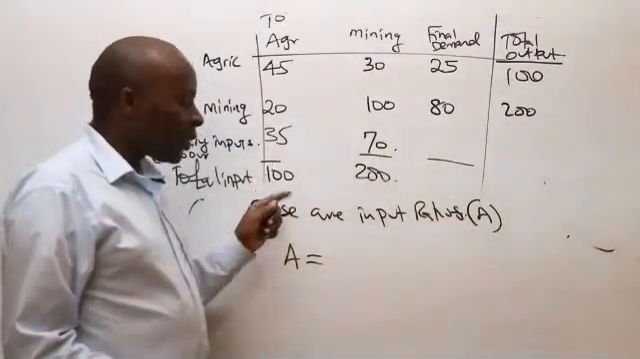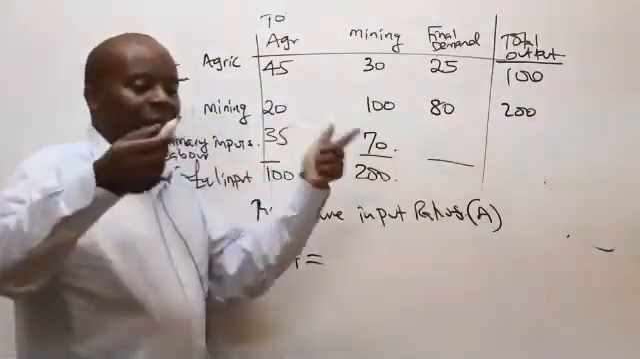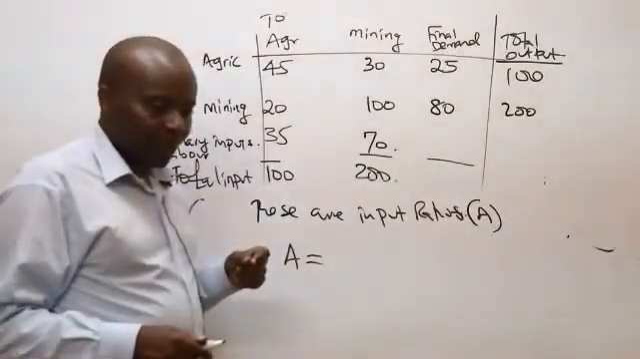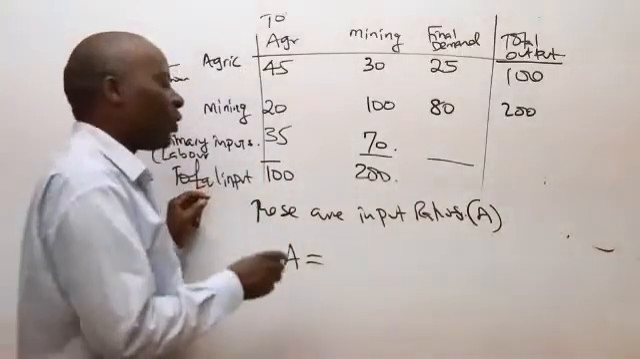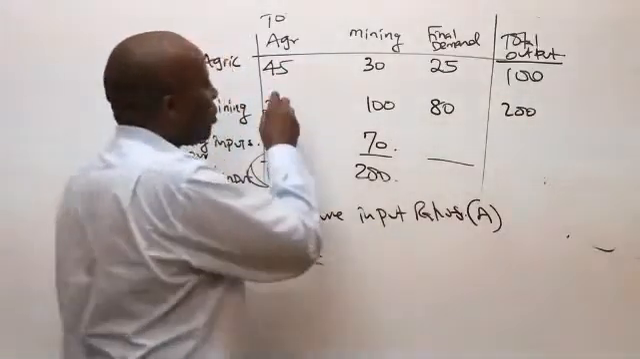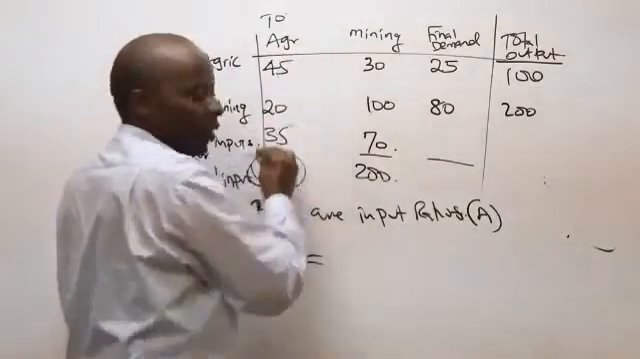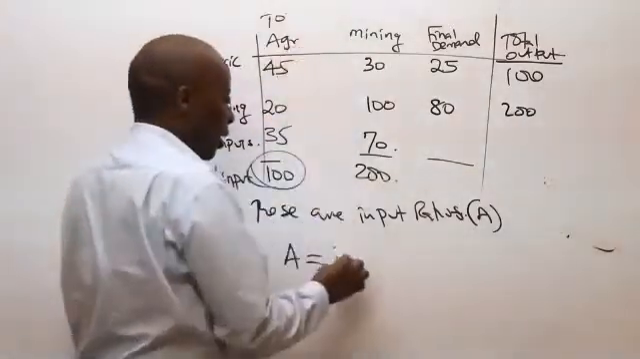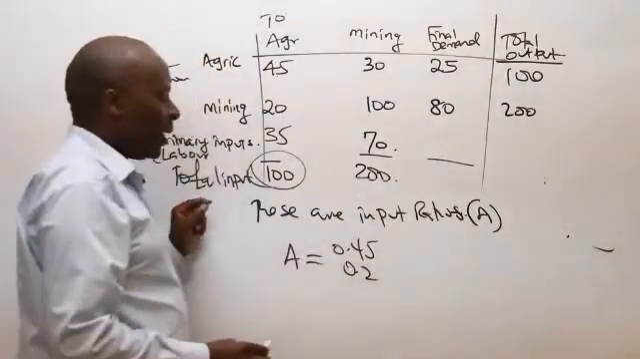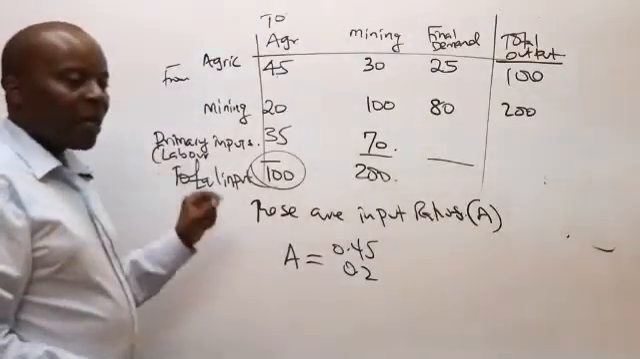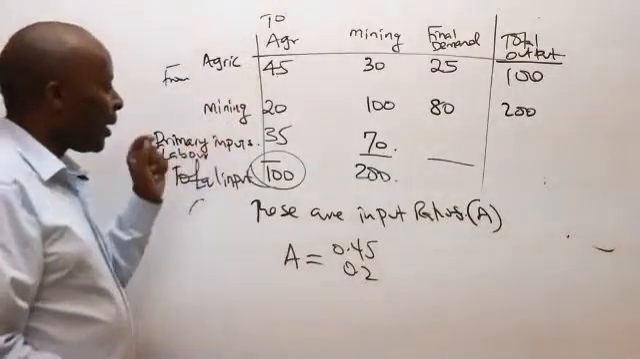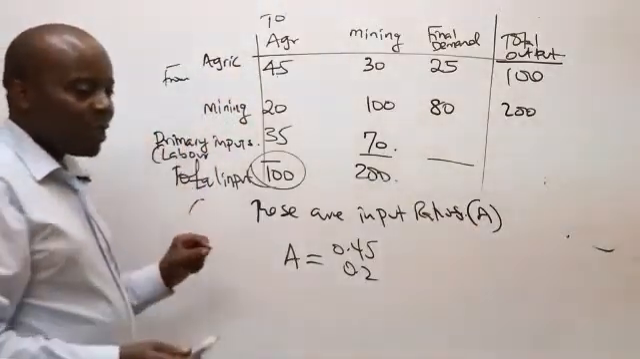Remember, we must first start by planting and then we harvest. So the input is a benchmark, and here we normally go down. Like now here we'll talk of 45. So the input ratios of agriculture will be 0.45 and 0.2. Remember, in input ratios we only capture information about sectors. We can't have an input ratio of the primary inputs, no. It is only between sectors alone.